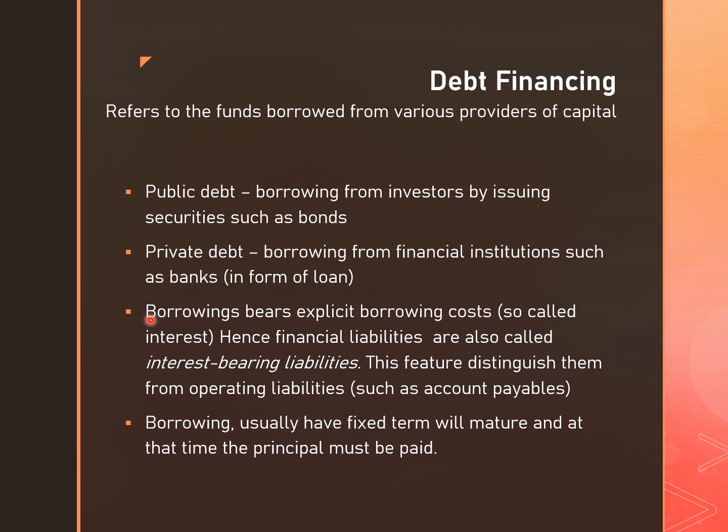So biasanya this borrowing dia ada explicit borrowing cost ataupun kita panggil secara mudahnya interest. So the financial liabilities are also called interest bearing liability. So interest bearing ni yang akan distinguish them from operating liabilities like account payables. So if you notice, untuk loans ataupun borrowings dia akan ada interest. Kalau account payable ni tak ada interest. So feature ni lah yang akan differentiate account payables dengan borrowings.